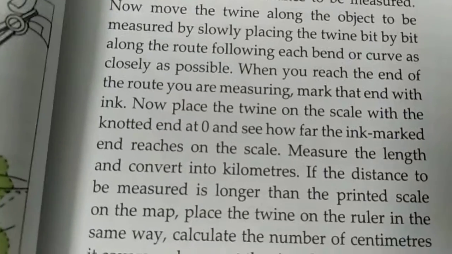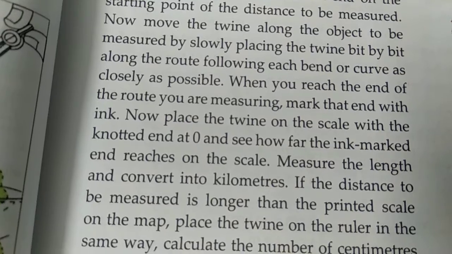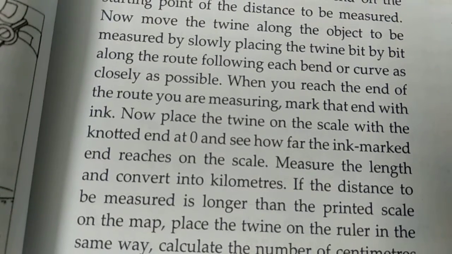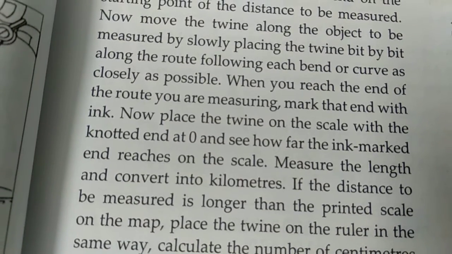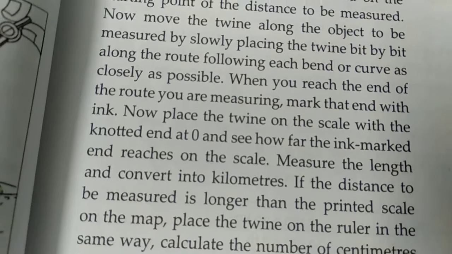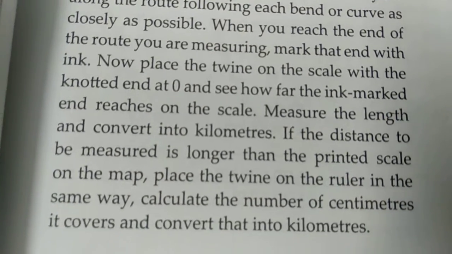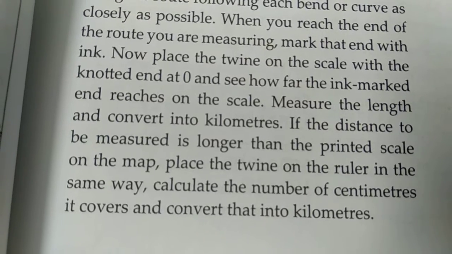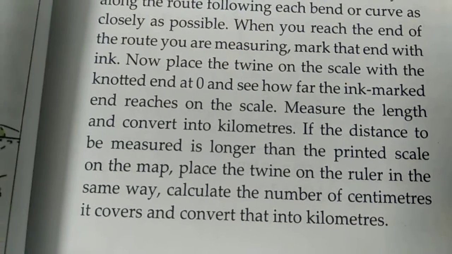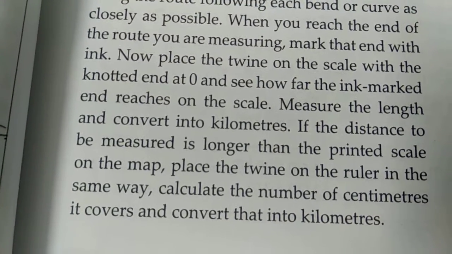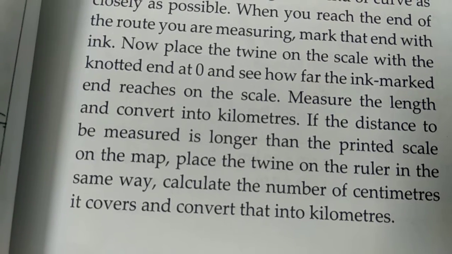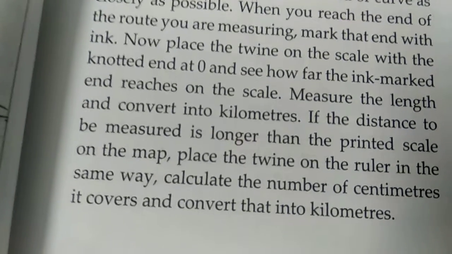When you reach the end of the route that you are measuring, mark the end with ink. Now we will take the twine and put it on the scale with the knot end at 0 and see how far the knot goes till the point that we have marked with ink. Whatever length we are getting, we will measure it and then convert it into kilometer. If the distance to be measured is longer than the printed scale on the map, then we have to place the twine on the ruler in the same way, calculate the number of centimeters that is covered and then convert it into kilometer.